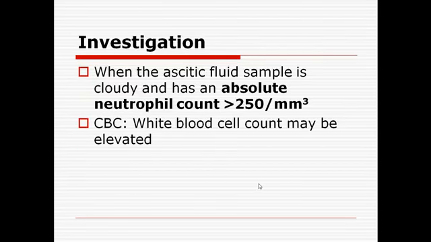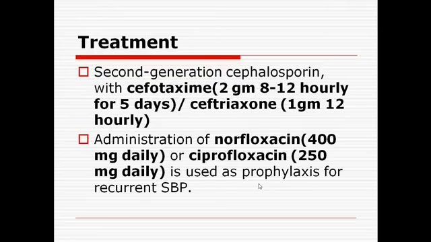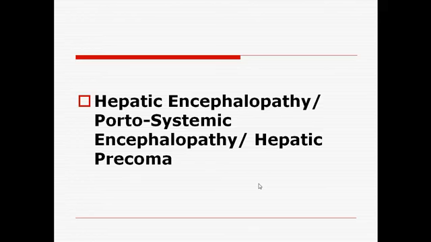Investigation: absolute neutrophil count and CBC, white cell count may be elevated. Treatment: antibiotic with second-generation cephalosporin, cefotaxime or ceftriaxone. Administration of norfloxacin or ciprofloxacin is used as prophylaxis for recurrent SBP.